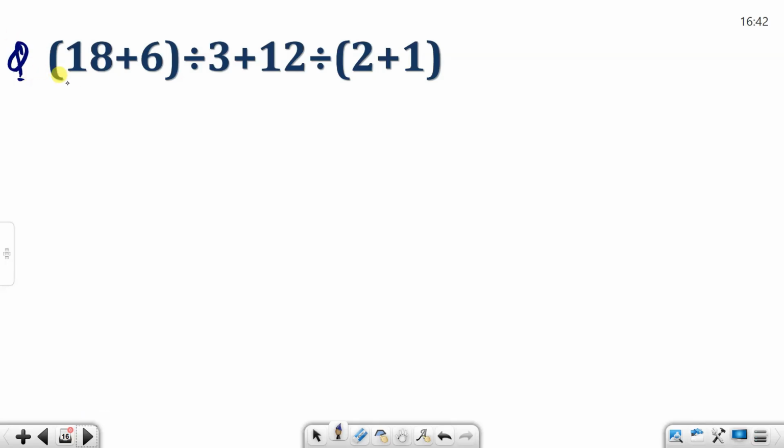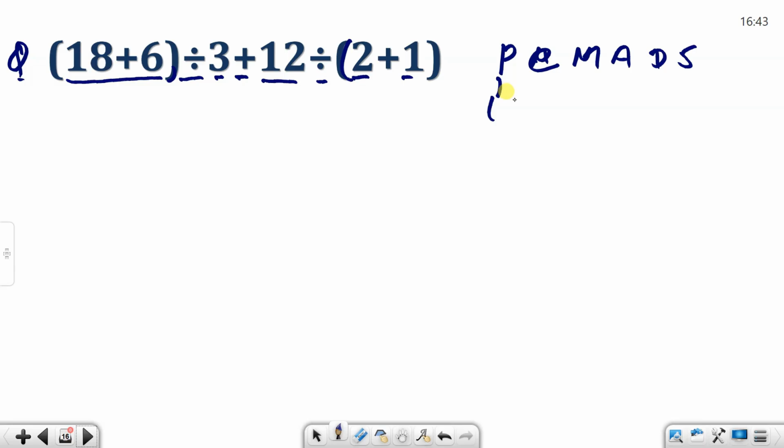The question is, in brackets, 18 plus 6, close bracket, divided by 3 plus 12 divided by, in brackets, 2 plus 1, according to PEMDAS. P for parentheses, E for exponential, M for multiplication, D for division, A for addition, S for subtraction.